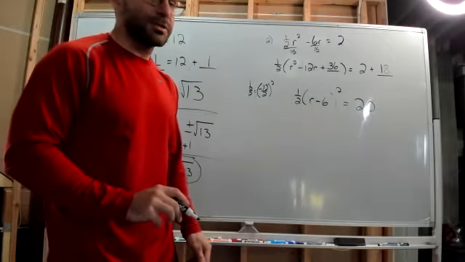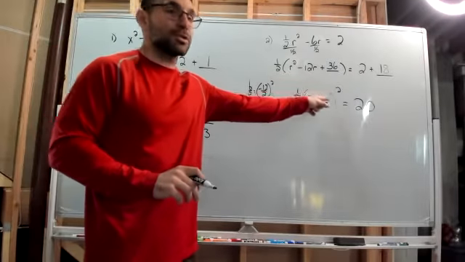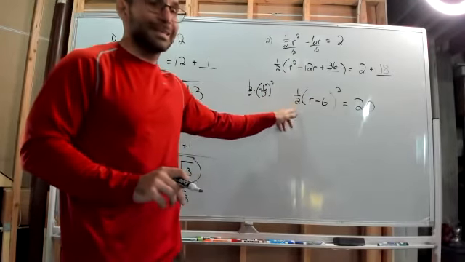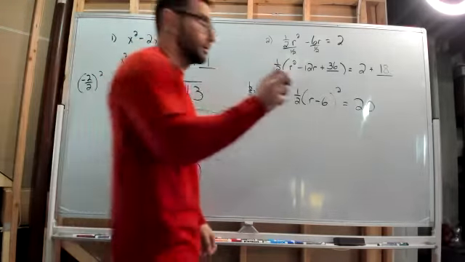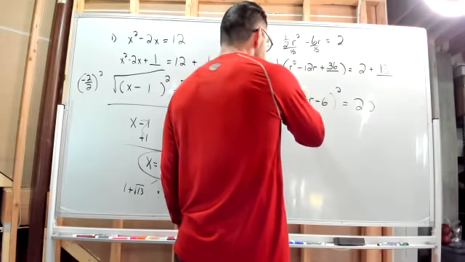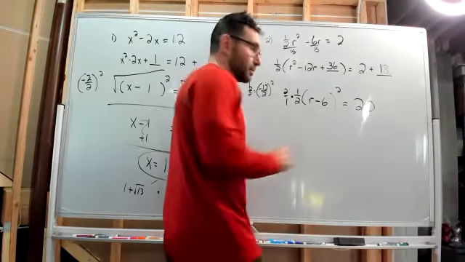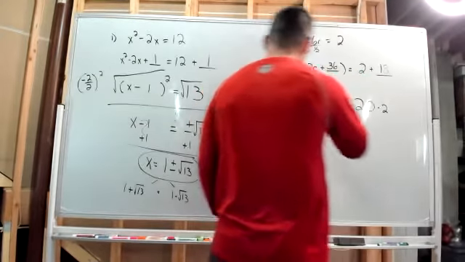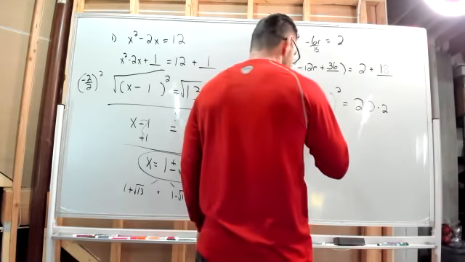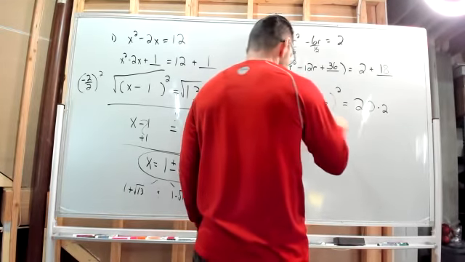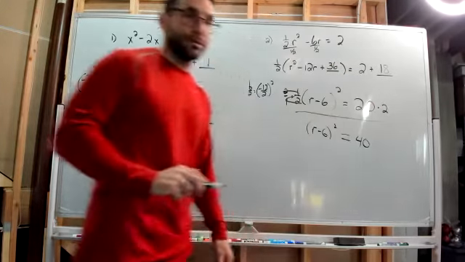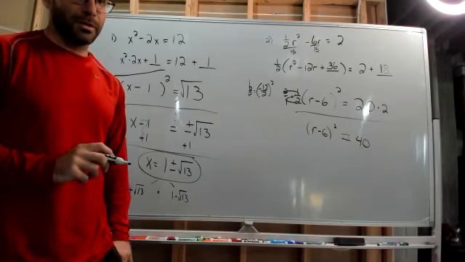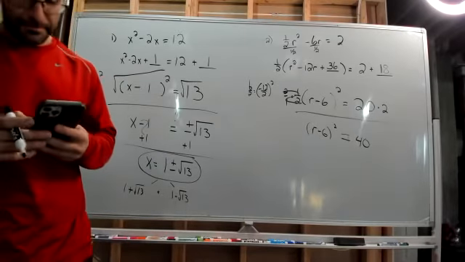My first step to solve this equation is not taking the square root because I need to get rid of this 1/2. In order to get rid of 1/2, I'm multiplying by the reciprocal. That's gone. That leaves me r minus 6 squared. It's like we're solving an equation, guys, because we are. Equals 40. Ladies and gentlemen, do we have questions yet?